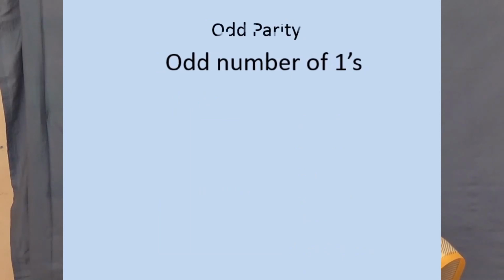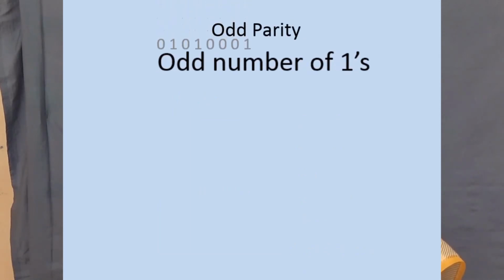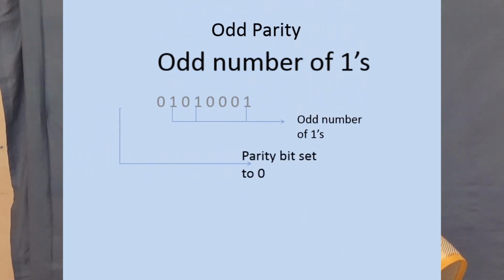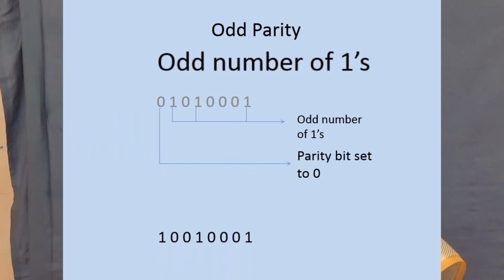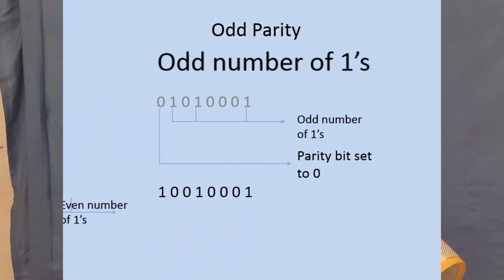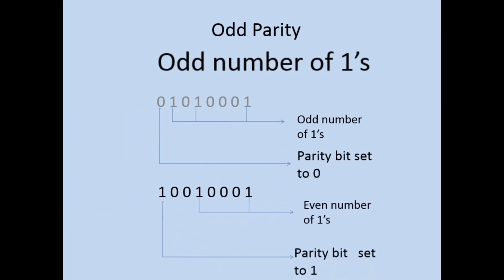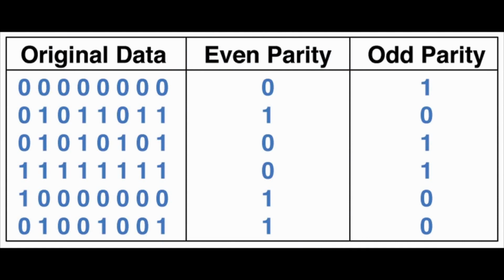In odd parity, the total number of ones is always an odd number, that is 1, 3, 5 or 7. When the number of ones is even, then parity bit is set to 1. And when the number of ones is odd, then the parity bit is set to 0. Here is an example of calculation of even parity and odd parity for a few binary numbers.